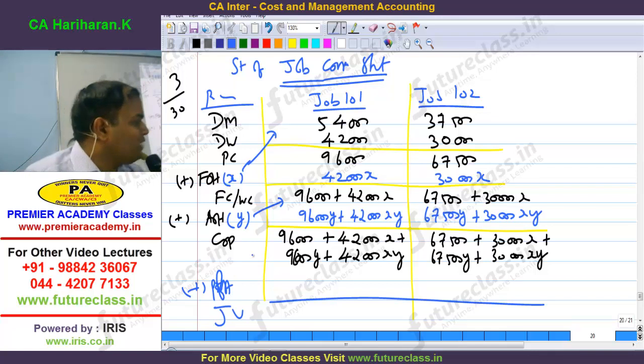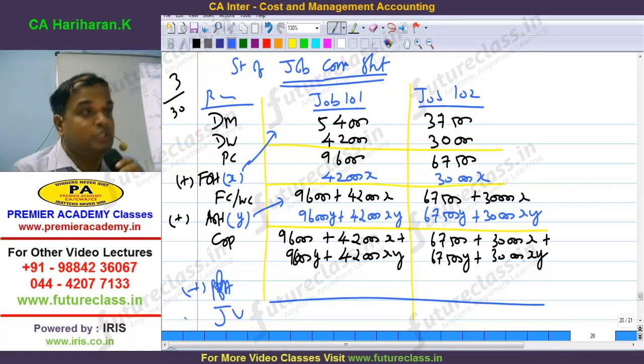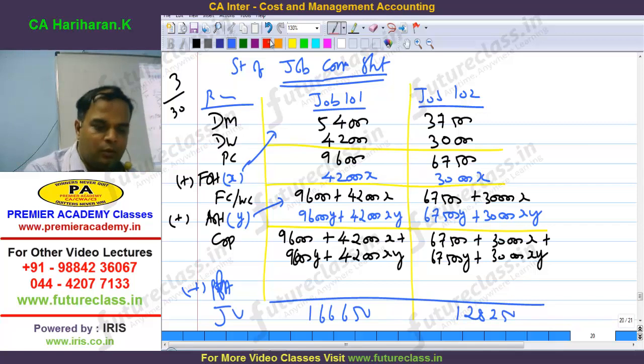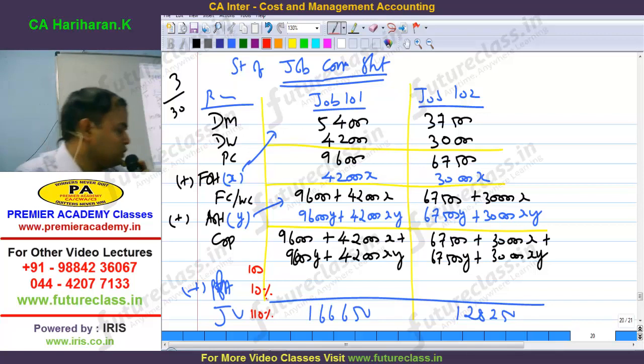How much is the job value for 101? Job value, sale value: 1,66,650. Here 1 lakh 28,250. Now, how much profit do they want? 10% on our cost. Our total cost 100 means profit 10. Therefore, job value 90% is not correct. It is 110%, because cost plus profit is equal to job value.